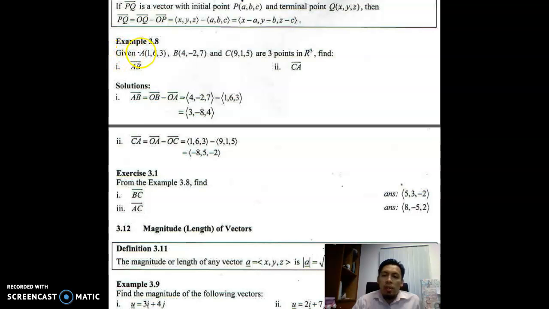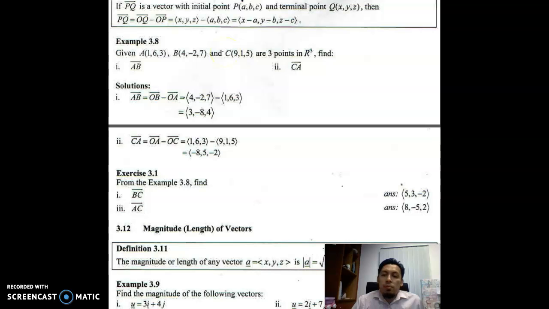Now they given A (1, 6, 3), B (4, 2, 7), and C (9, 1, 5). So based on the given information, we know that they are a three-dimensional graph. Alright, why? Because it has three components in each of these coordinates: x, y, z, x, y, z, and x, y, z. And again, how can I know that this is a coordinate, not a vector? Because of the bracket. It is a round bracket indicating a Cartesian coordinate, right?